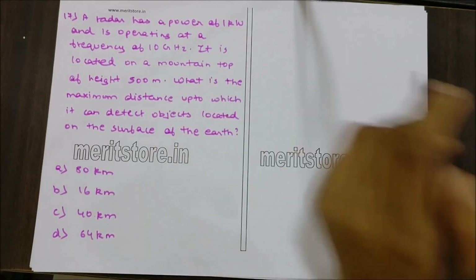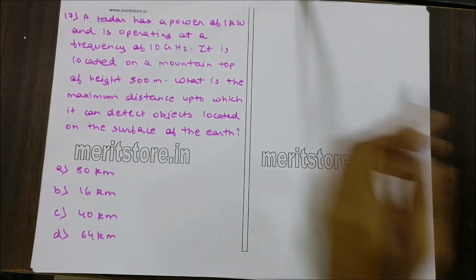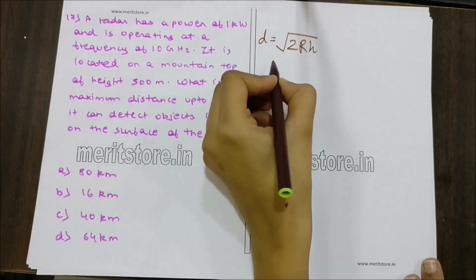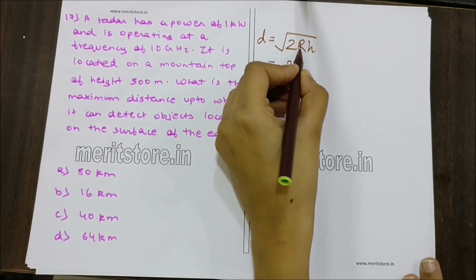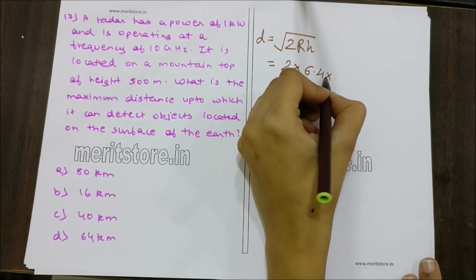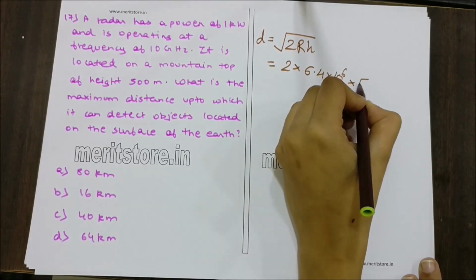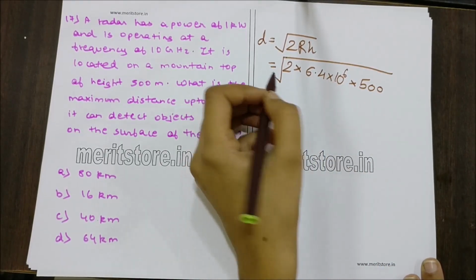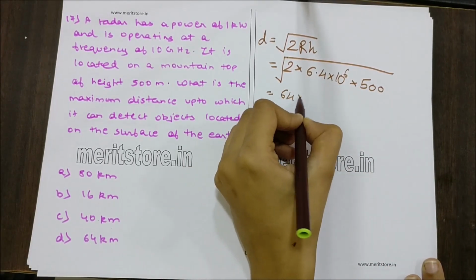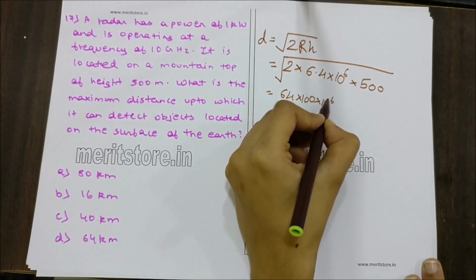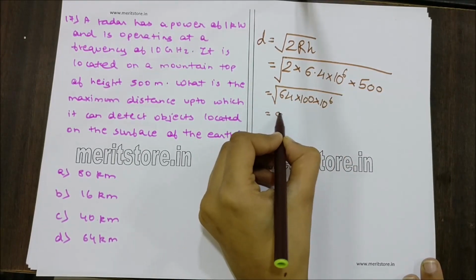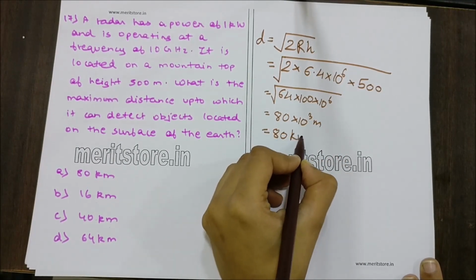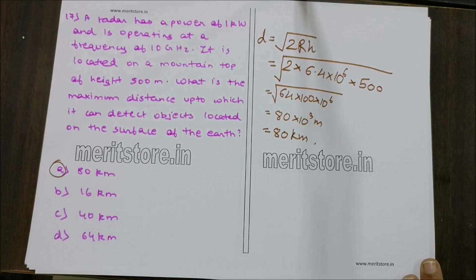So over here the maximum distance up to which the wave can travel is given by d equals root 2Rh, which is 2 into R, where R is the radius of the earth, 6.4 into 10 raised to 6, and h is 500. Everything comes under the root. When you solve this, you get 64 into 100 into 10 raised to 6, which boils down to 80 into 10 raised to 3 meter. That is 80 kilometer. Option A is the correct answer.